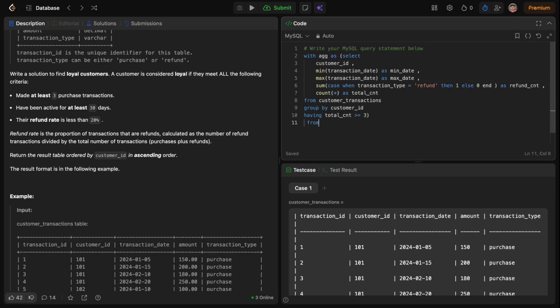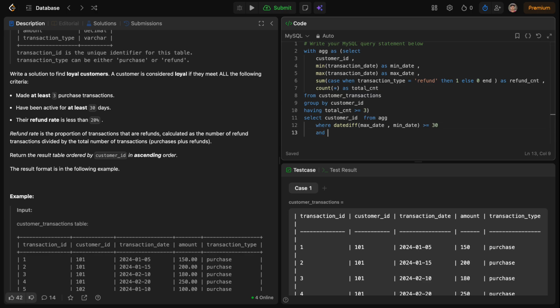So select the customer ID from AGG, the aggregate table, where we have to calculate the difference, which should be greater than 30 days. So where the date diff of maximum date, comma, minimum date should be greater than or equal to 30. Perfect. Another condition is that the refund rate should be less than 20%.